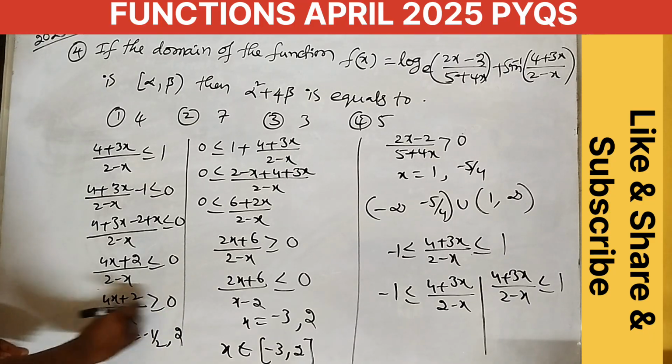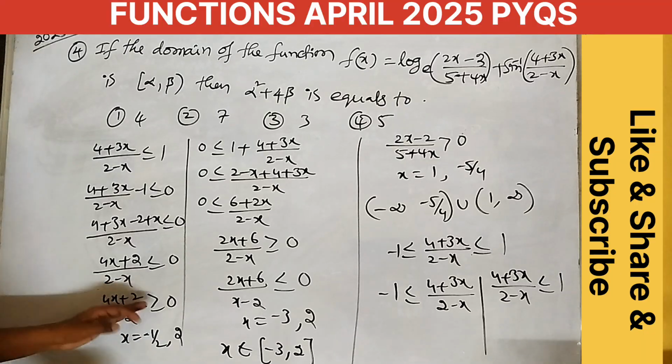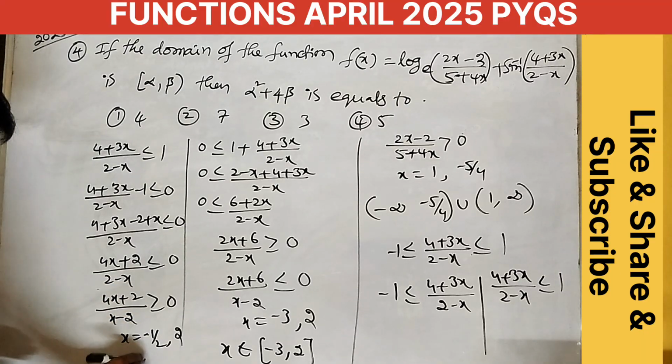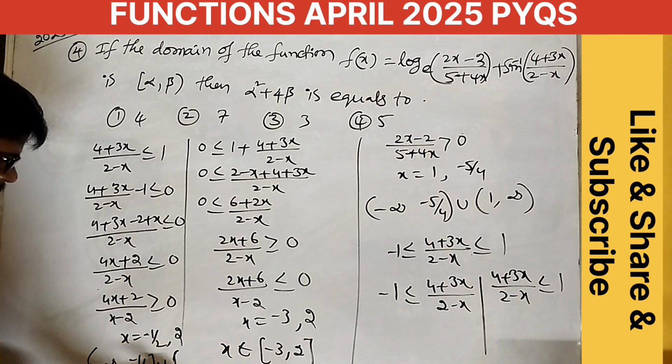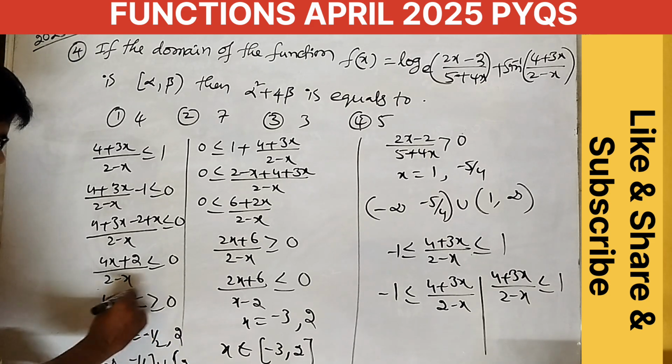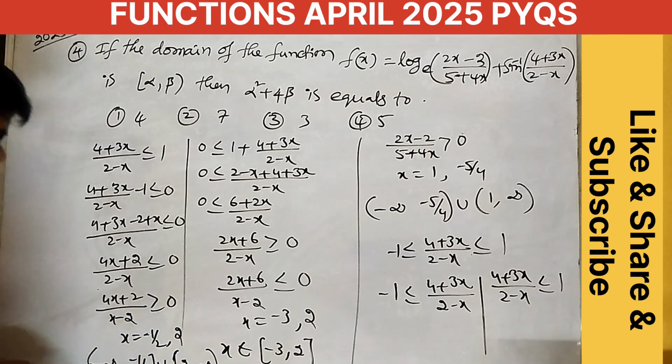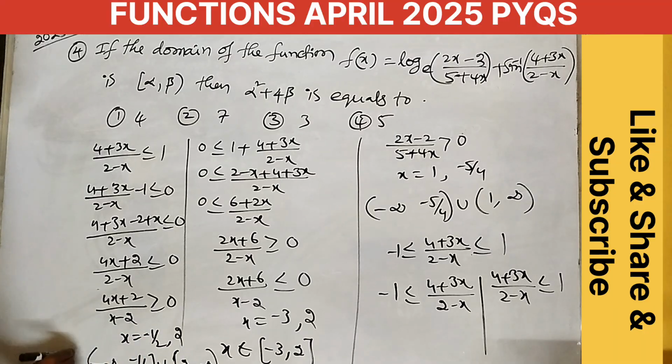This is greater than, which means x does not lie between. So it is minus infinity to minus 1 by 2, closed interval at minus 1 by 2, union, 2 to plus infinity, with 2 also closed. So x belongs to this set.